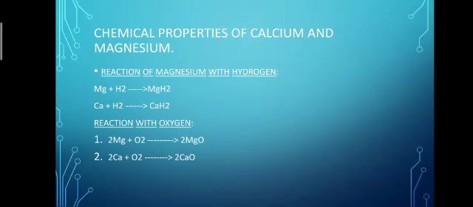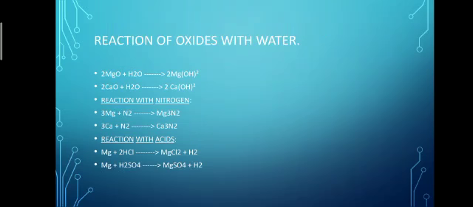So calcium, when heated with oxygen, the flame color will be brick red and calcium oxide, that is quicklime, will be formed. When magnesium and calcium react with oxygen, they form oxides. These oxides then react with water to form hydroxides. That is, magnesium oxide reacts with water to form magnesium hydroxide. Similarly, calcium oxide reacts with water to form calcium hydroxide.